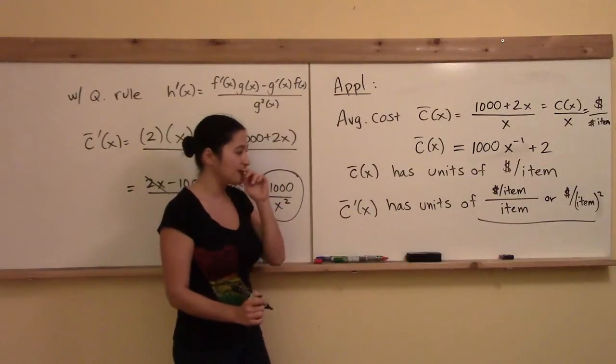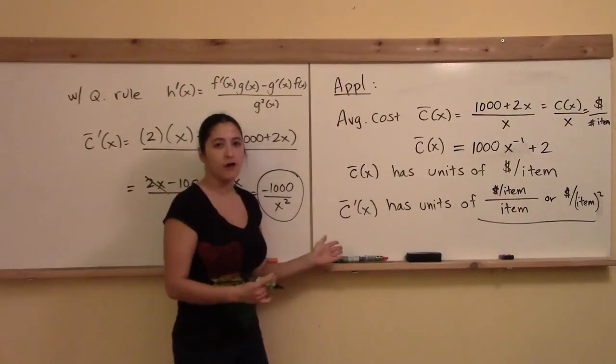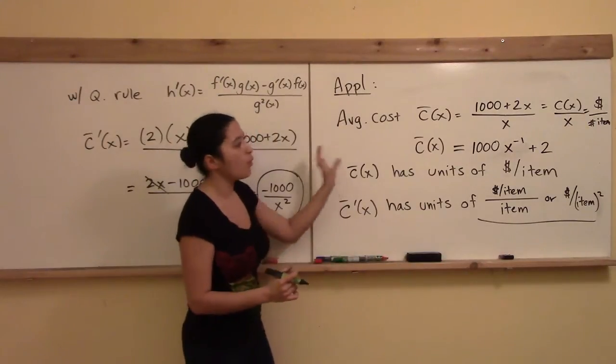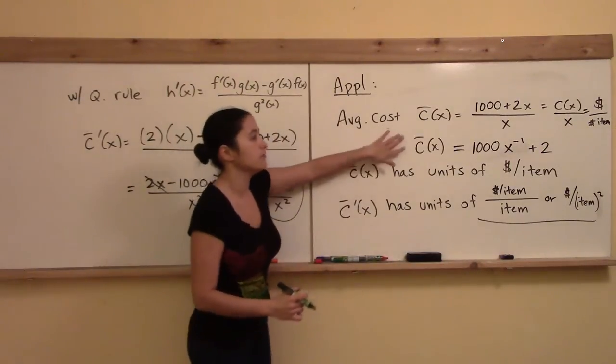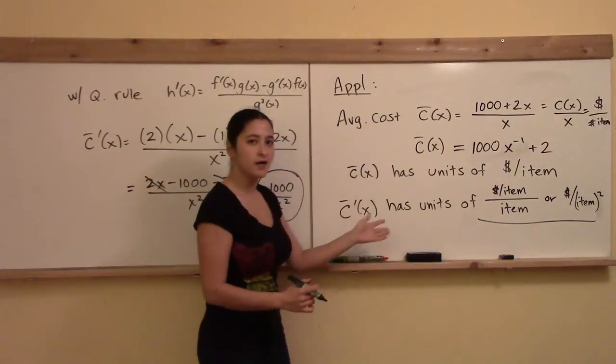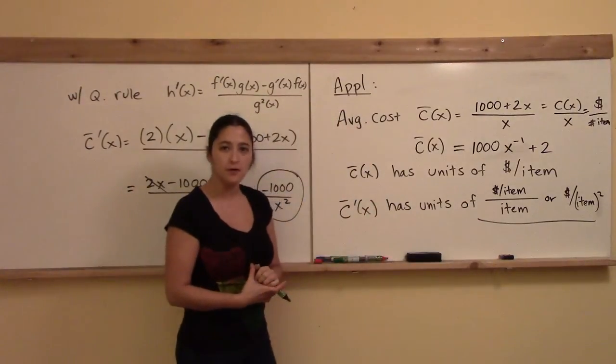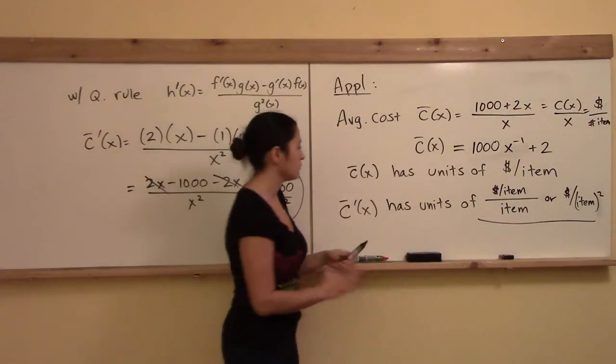Okay, every time I ask you for the units on a derivative, I just want you to follow the same exact pattern. Take the y units, the units of the output of whatever you're deriving, in this case dollars per item, put it on the top. Then divide that by the x units. In this case, the x is in items. So you just follow that pattern. If you do that, you're not going to get it wrong.